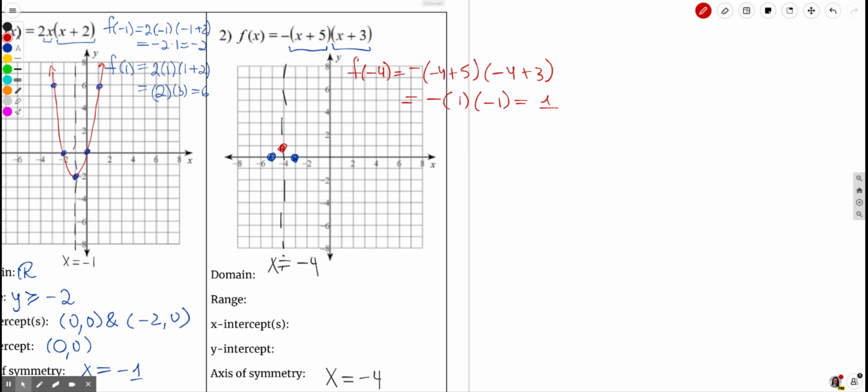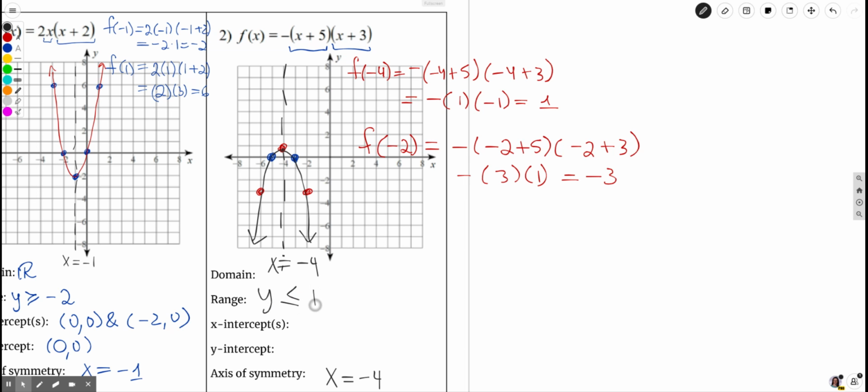And then I also want to do maybe one more point, so I'm going to substitute a -2 back into my equation. So everywhere my function equation has an x, I'm going to substitute a -2. So -3 times 1, and we get -3. So -2, -3. Our range is going to be all of the y values that are lower than or equal to 1.